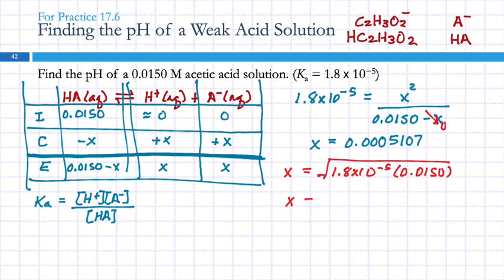And so the approximation there gives us 0.0005196. Those are really close, right? So X is the hydrogen ion concentration. Is this the answer to the question? No, they want the pH.